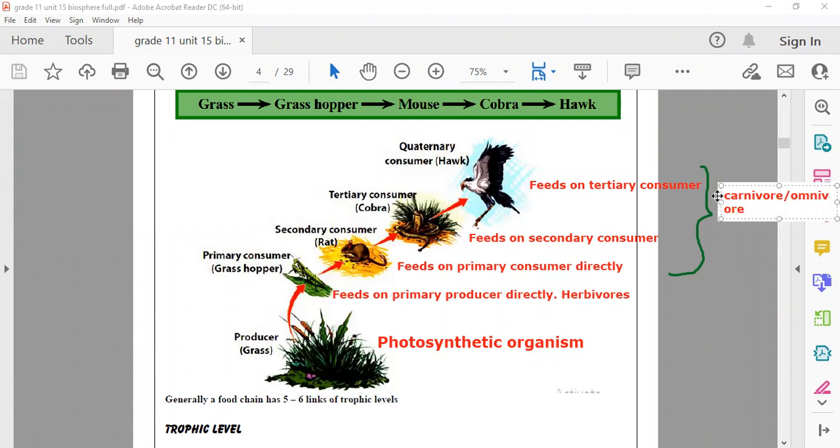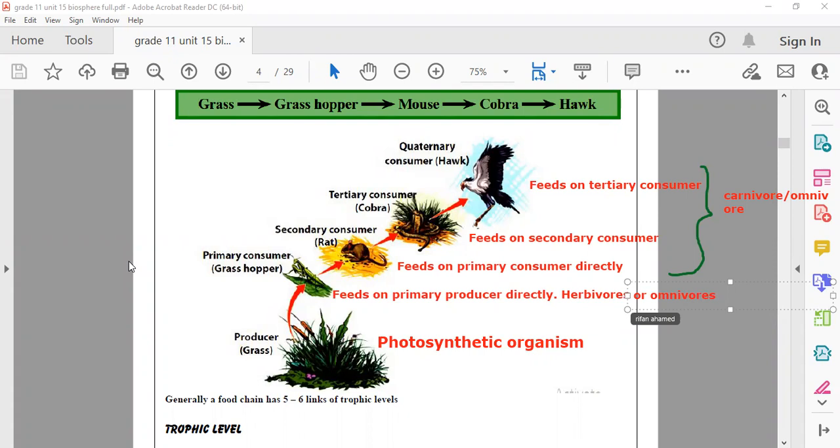Two choices: it can be a carnivore or an omnivore. A primary consumer can be a herbivore or an omnivore. Omnivores will come to any one of the categories except the primary producer. Except the primary producer, an omnivore can work as a primary consumer, a secondary consumer, a tertiary consumer, or a quaternary consumer.